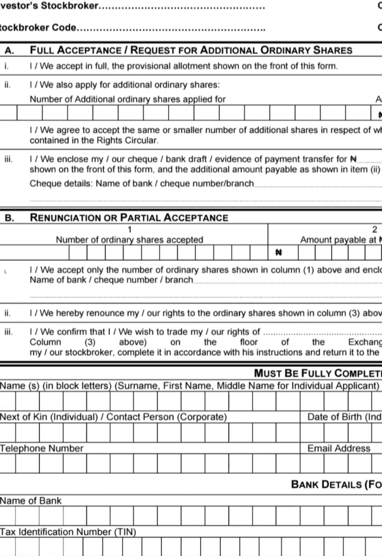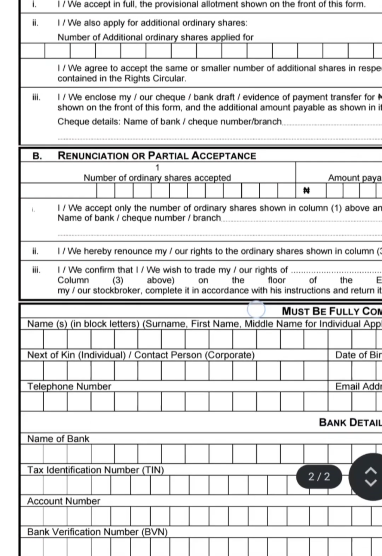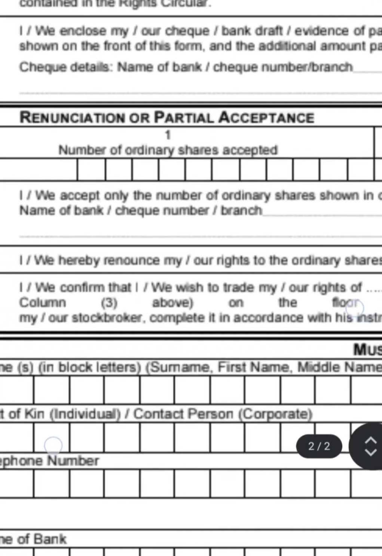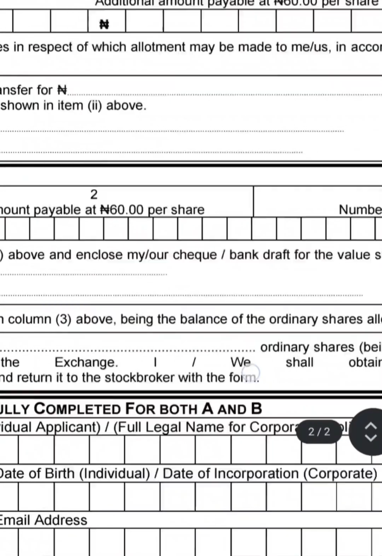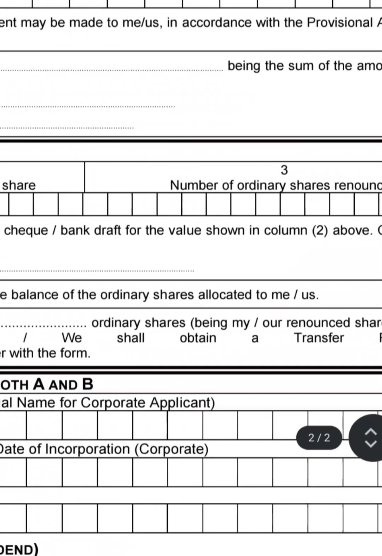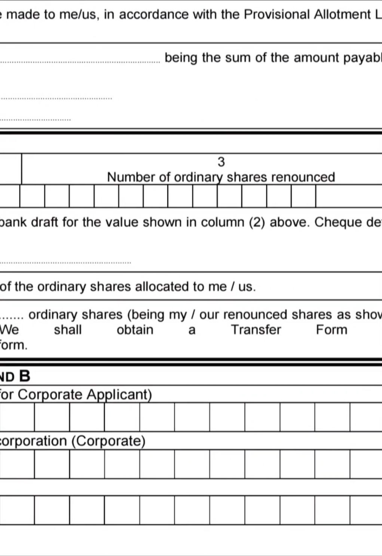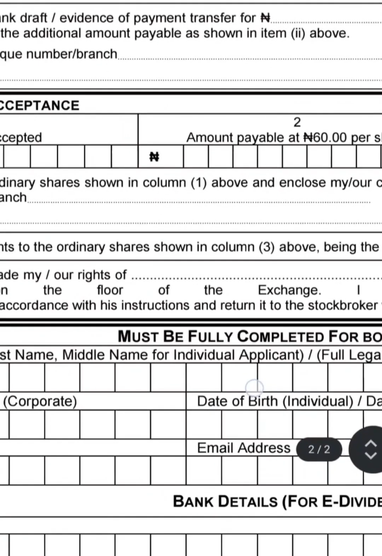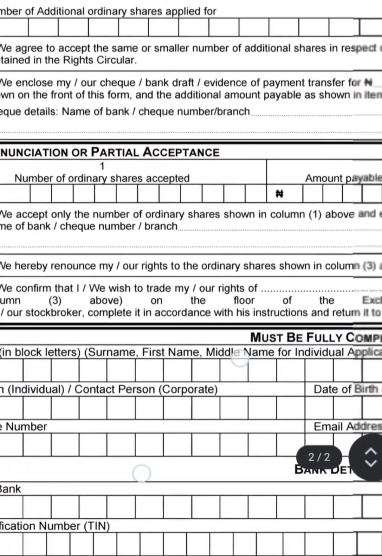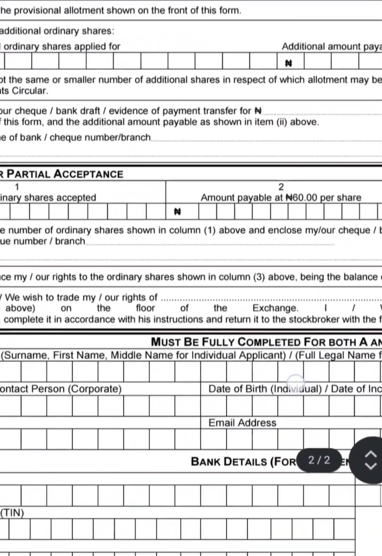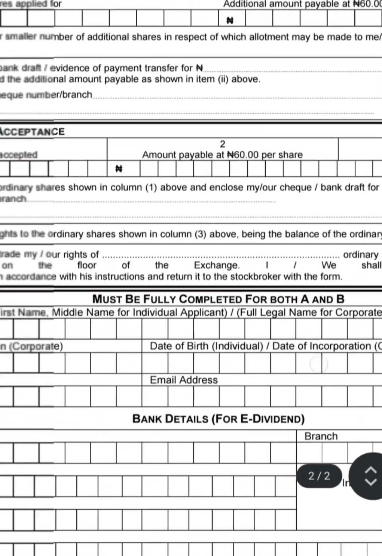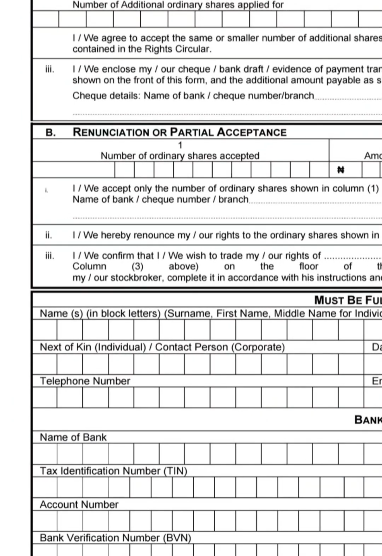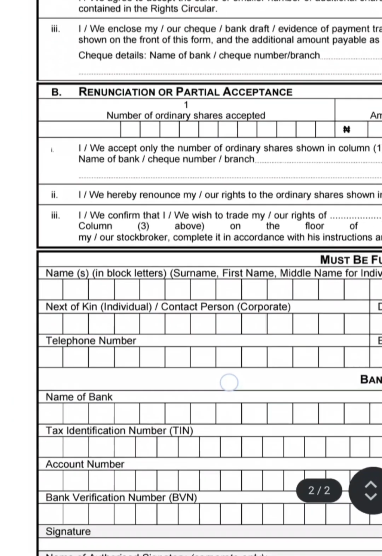Box B is if you are doing a partial acceptance or if you're renouncing the rights issue. By renouncing, it just means that you're not taking on the rights issue. So if you're doing a partial acceptance, enter in the number of ordinary shares that you're accepting, enter in the amount as 60 naira per share, and then enter in the amount that you are not taking on. Next, you also do the bank details like in number 1 or like in box A. Enter in how much you're paying, the name of the bank, the check number, and then the branch.